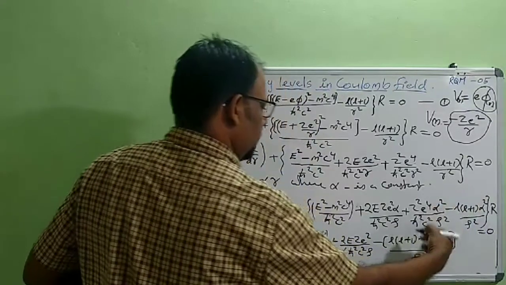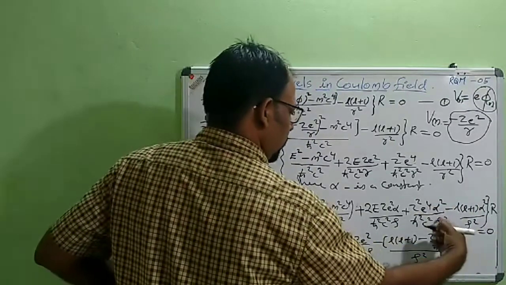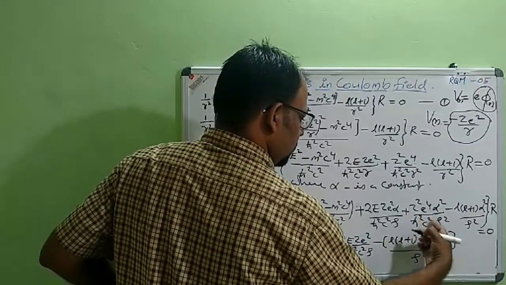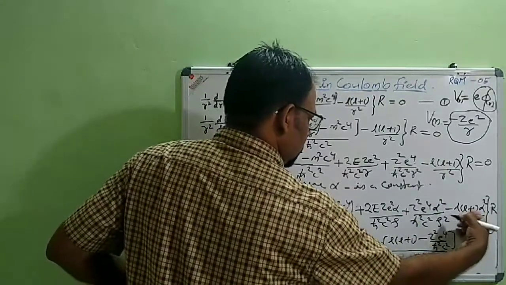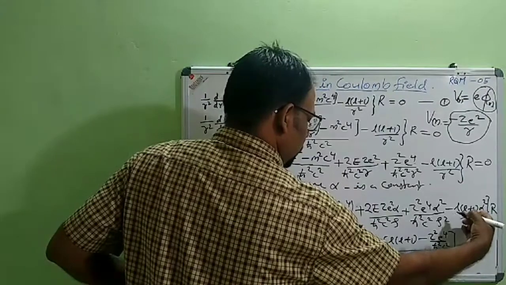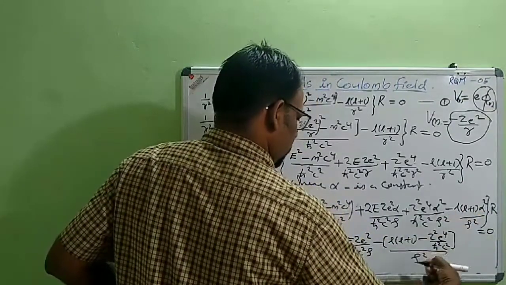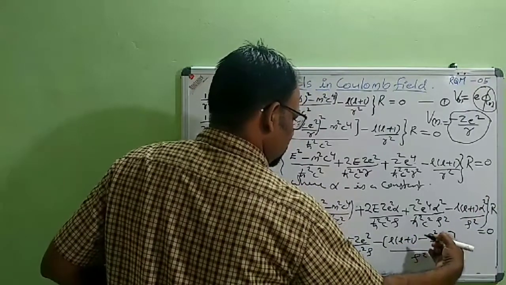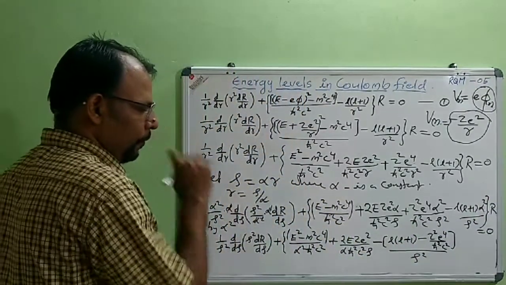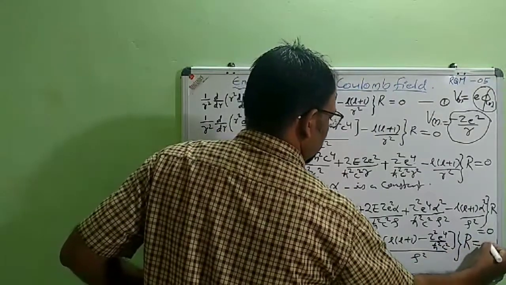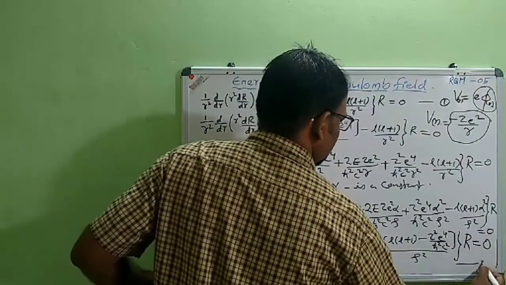Alpha square will get cancelled, 1 by rho square, then the remaining term here it will be z square e raised to 4 by h bar square c square, and this one minus L into L plus 1. I am taking minus common from both these terms and 1 by rho square common, then it will be L into L plus 1 minus z square e raised to 4 by h bar square c square, capital R is equal to 0. This I am taking it as equation number 2.